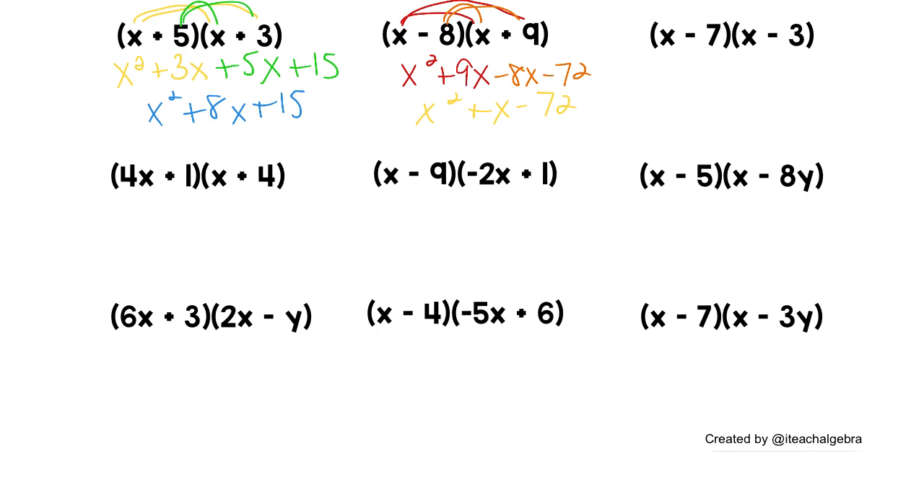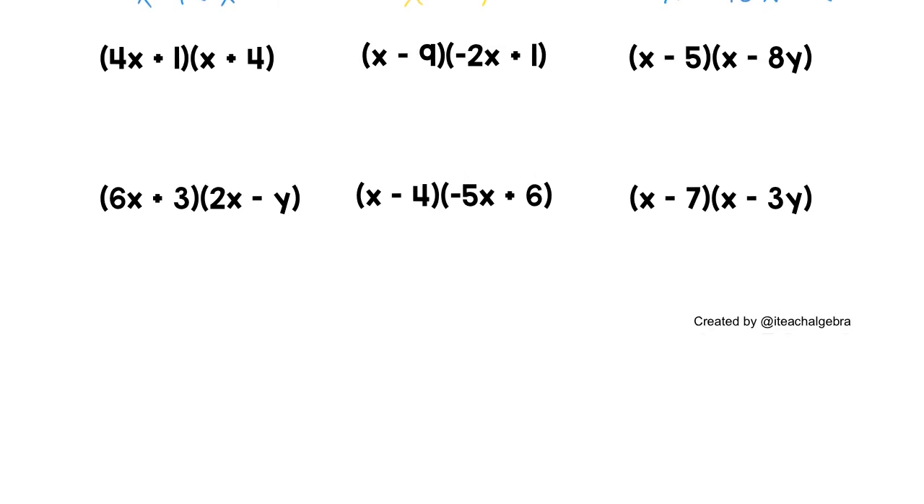Here we go again. X times x is x squared. X times negative 3 is minus 3x. Negative 7 times x is minus 7x. Negative 7 times negative 3, plus 21. Combine like terms, and we get x squared minus 10x plus 21.